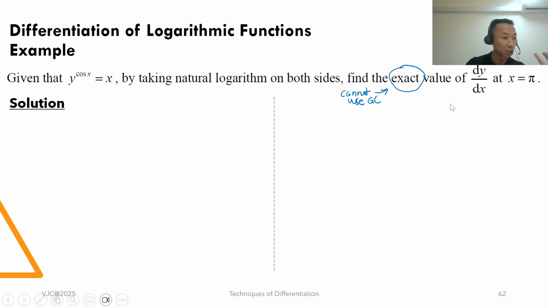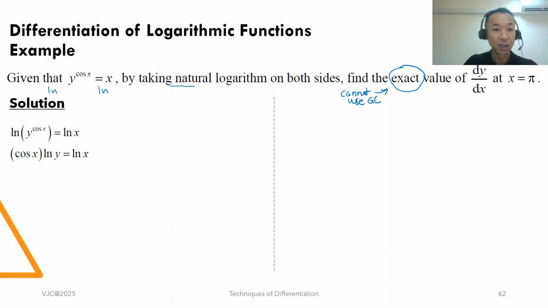But exact suggests that you cannot use GC, and therefore we have no choice but to take natural log, as they already tell you. So we take ln on both sides. You get that, and then you use the power law to bring the cosine x down, and you get that.